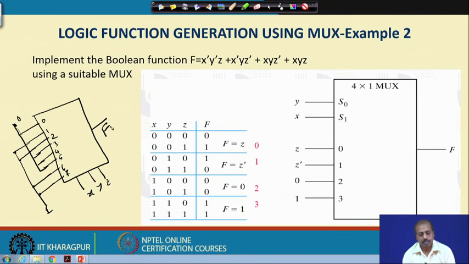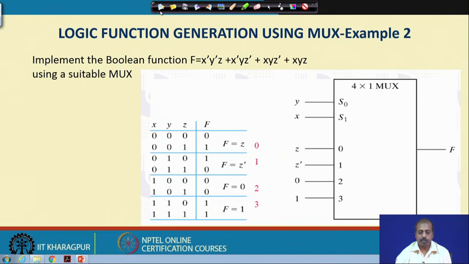By using this 8:1 multiplexer I can definitely realize it, but how can I do it using a 4 input multiplexer? For doing it with a 4 input multiplexer, we have to proceed like this. We make the truth table, and then x and y, these inputs we apply directly to the select lines S0 and S1, and for the third input I figure out like this first.